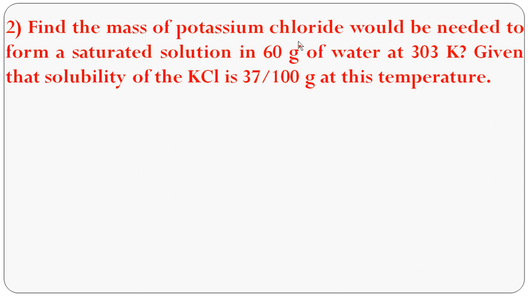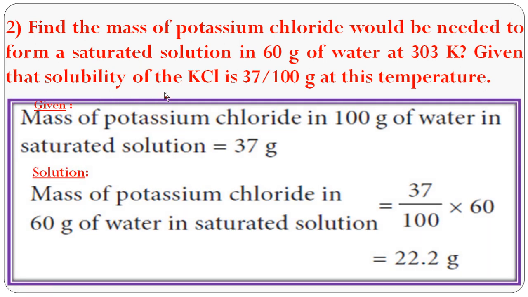Now come to the second problem. Find the mass of potassium chloride, KCl, that would be needed to form a saturated solution in 60 gram of water at 303 Kelvin. Given that the solubility of KCl is 37 gram in 100 gram of water at this temperature. Here what is given? Mass of potassium chloride in 100 gram of water in saturated solution is equal to 37 gram. But what is asking? 60 gram is asking.